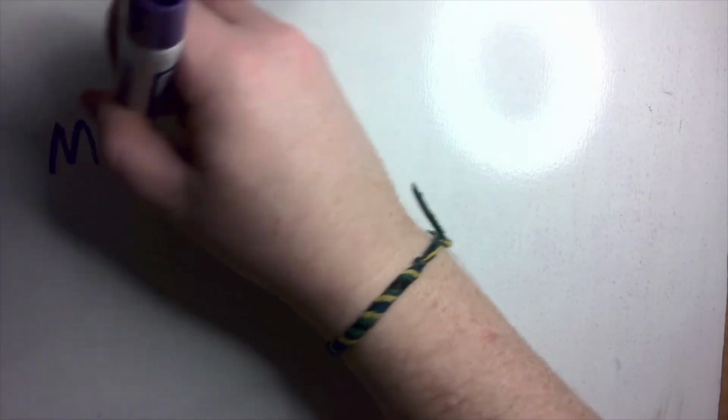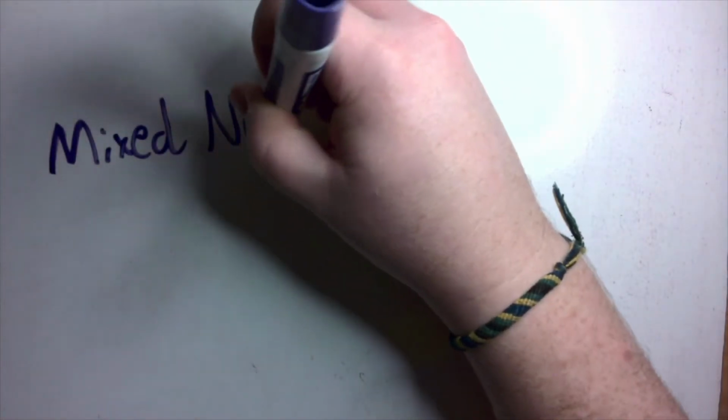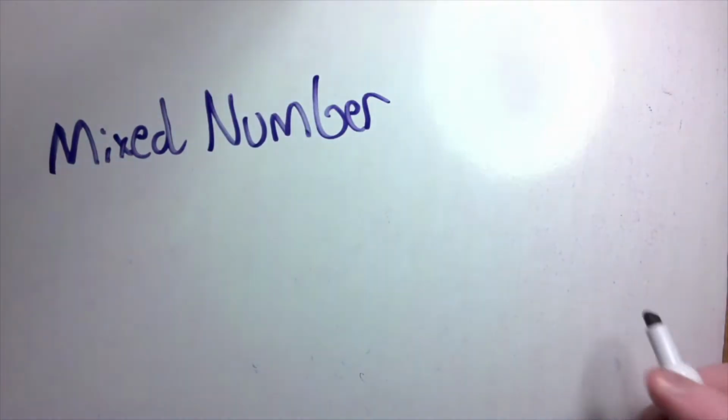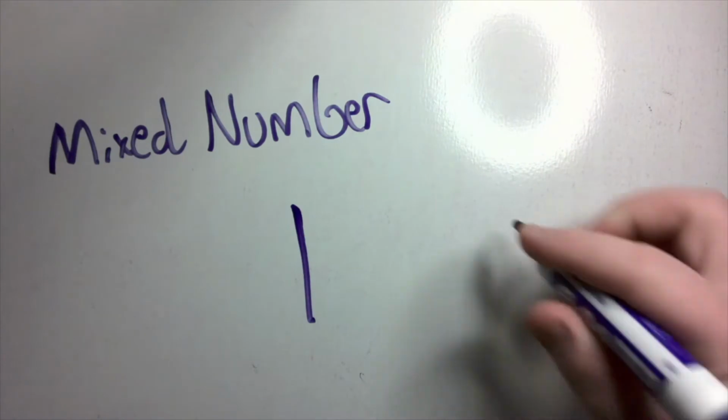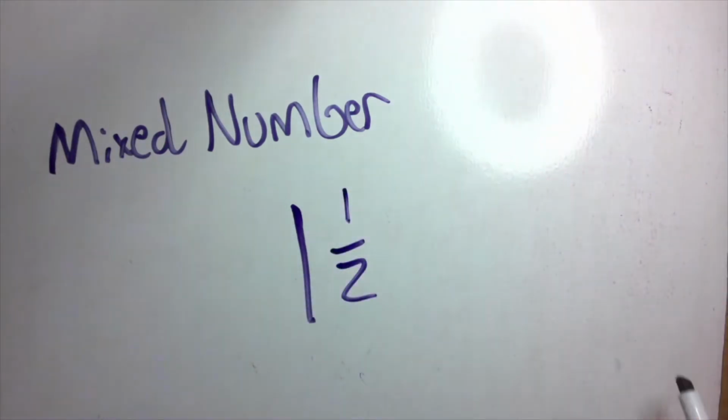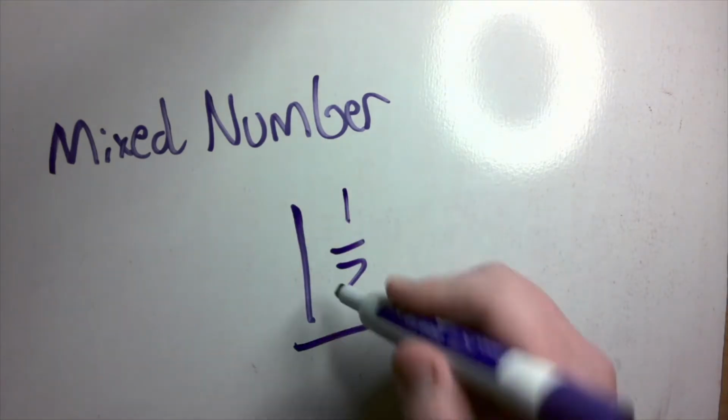Now, while I'm teaching this, you're going to hear me use two different terms. I want to go over what those two terms are before I go on. The first is mixed number. A mixed number is a number that has a whole number, such as 1, and a fraction, such as 1/2. So you would say this is 1 and 1/2. So a mixed number has a whole number and a fraction.